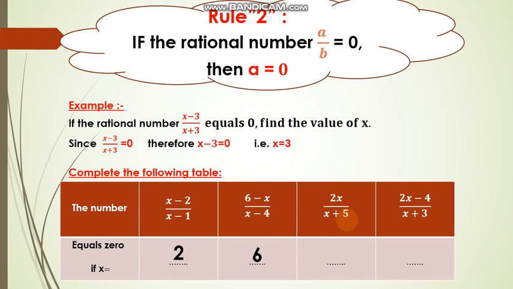2x over x plus 5. 2x equals 0, so x will equal 0. 2x minus 4 over x plus 3. 2x minus 4 equals 0, 2x equals 4, so the value of x is equal to 2. Excellent.